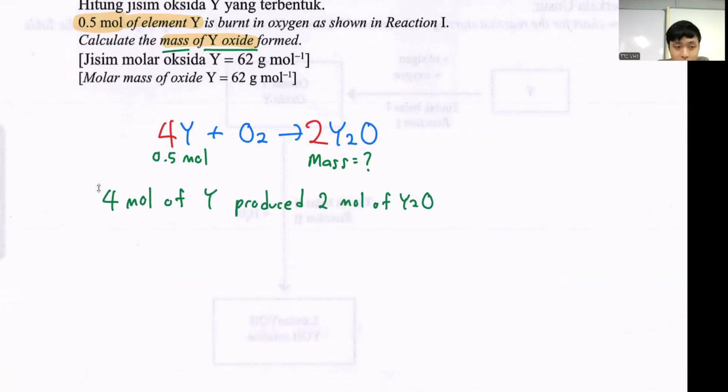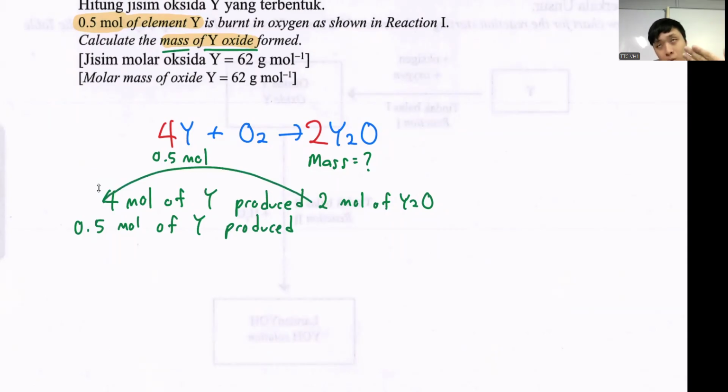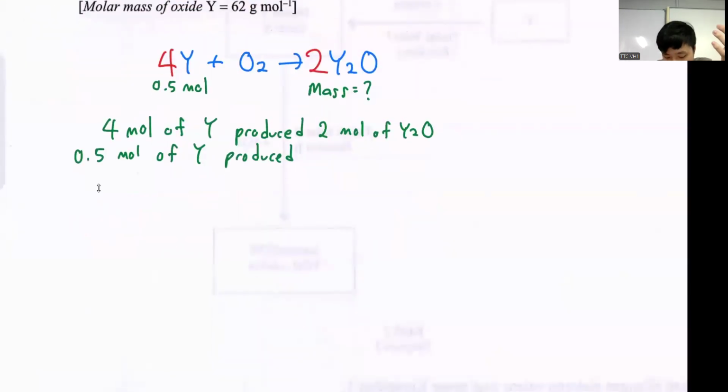And then it means you have to divide by 2. So if 0.5 mole of Y, then produced 0.5 divided by 2, because 4 divided by 2 you get 2. So 0.5 divided by 2, you get 0.25 mole of Y2O. Then you take this mole to find mass.